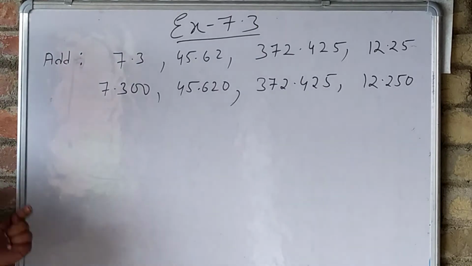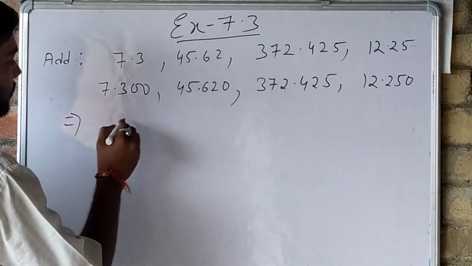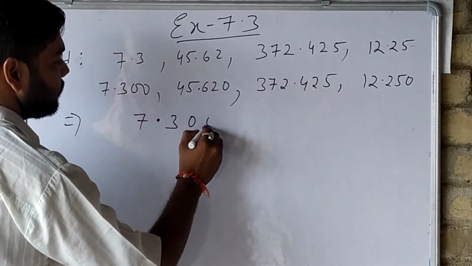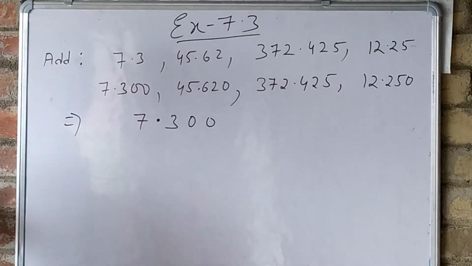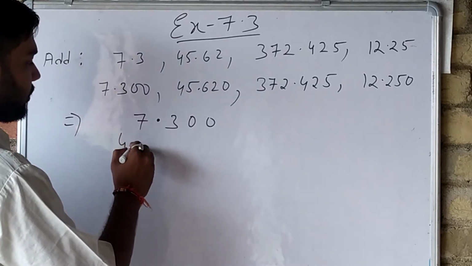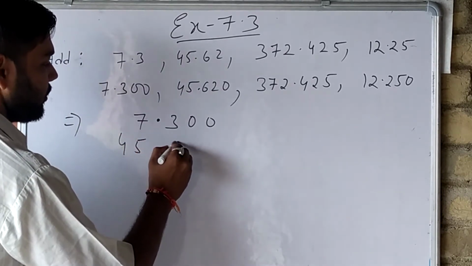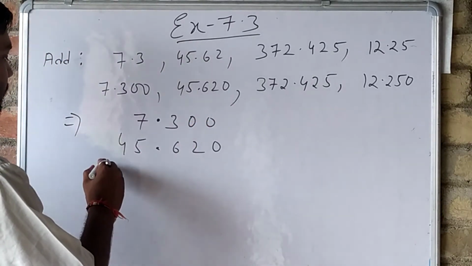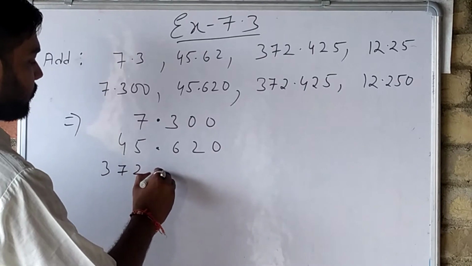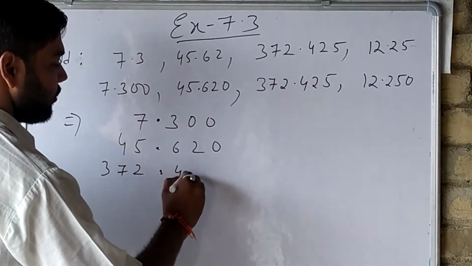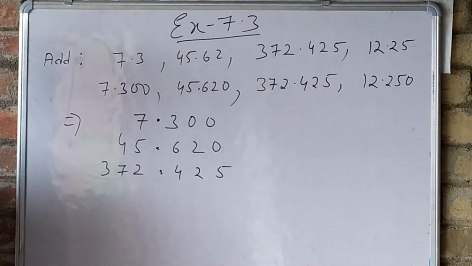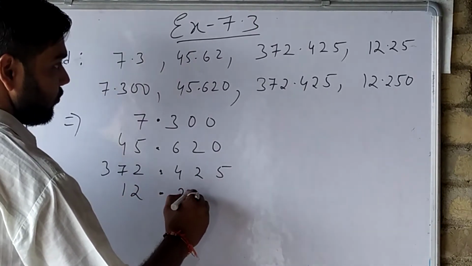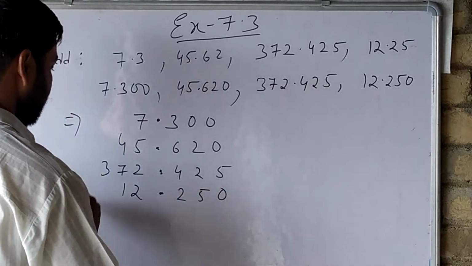Now what do we have to do? We have to add. So 7.300. Okay. 45.620. 372.425. 12.250. And what do we have to do? We have to add.